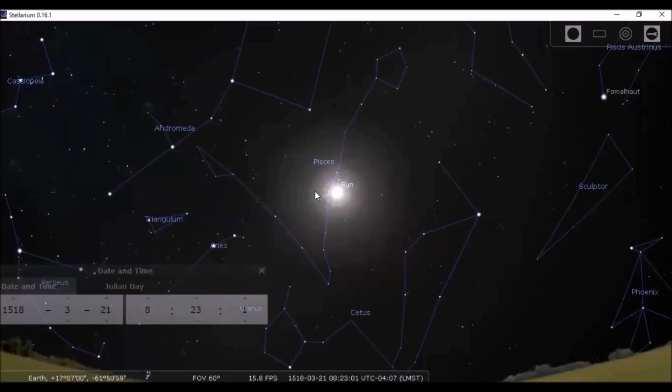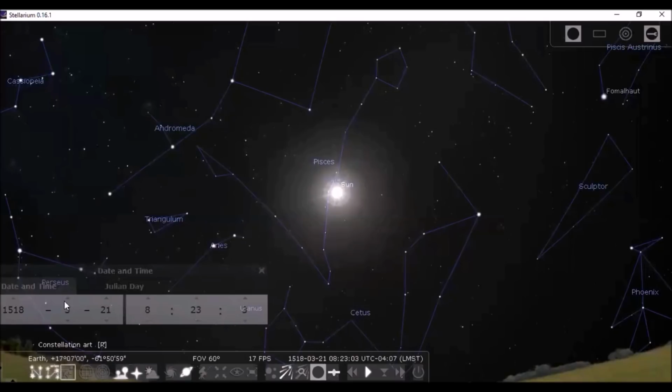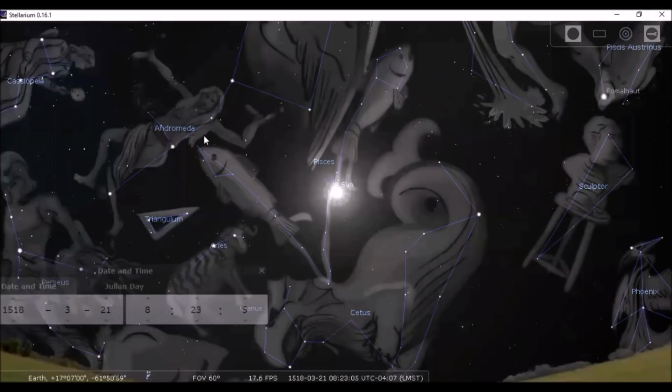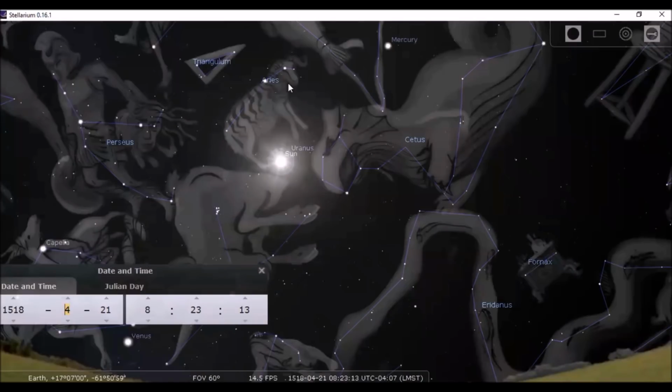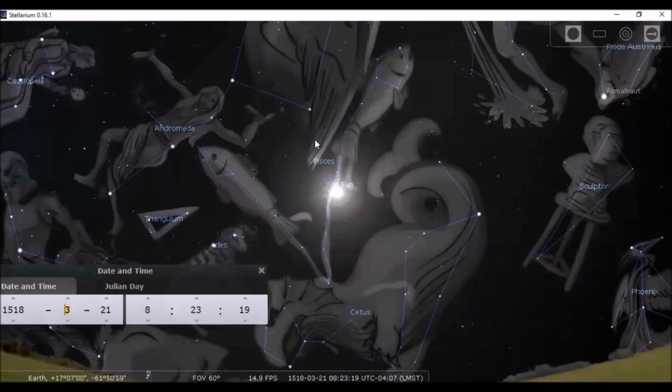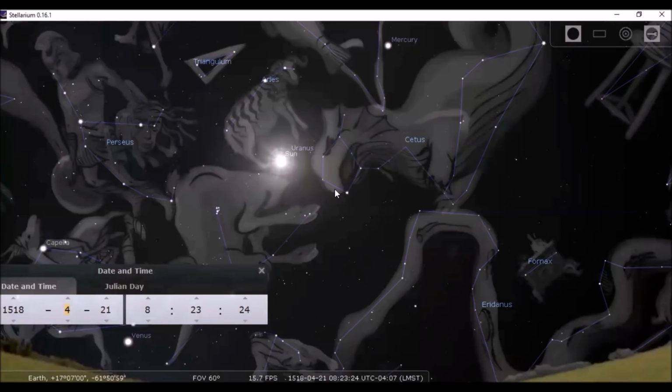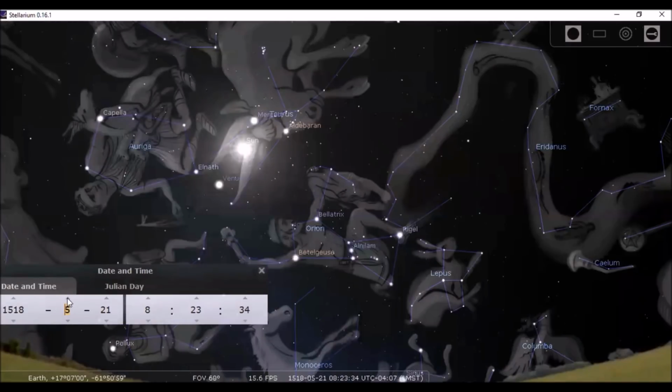Okay, let me just add for you the symbols that you would see to give it a better comprehension to some. So here we have Pisces. Now, that was the third month, which is March, the 21st of March, 1518, the sun is in Pisces. Okay, the 21st of April, 1518, you can see the sun now in the constellation of Aries, the ram. Okay, the next month, which is May the 21st, you see the sun in Taurus, the bull.